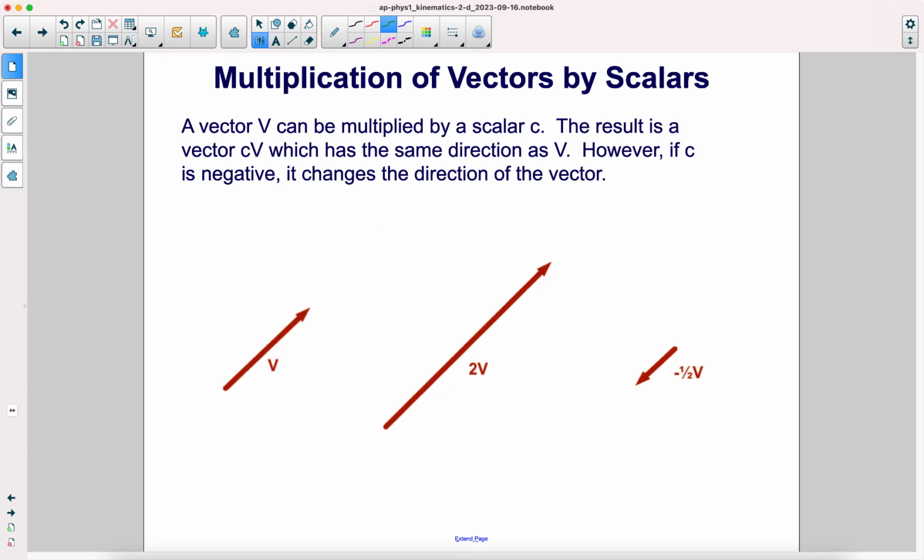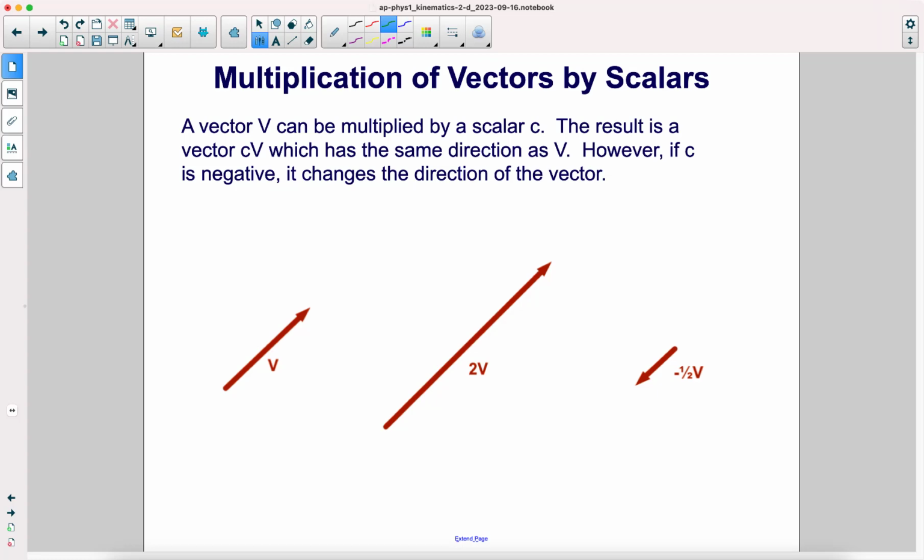A vector v can be multiplied by a scalar c. The result is a vector cv, which has the same direction as the original vector v. However, if c is negative, it will also change the direction of the vector.